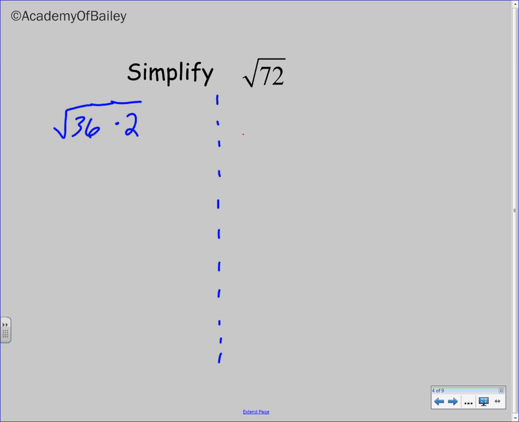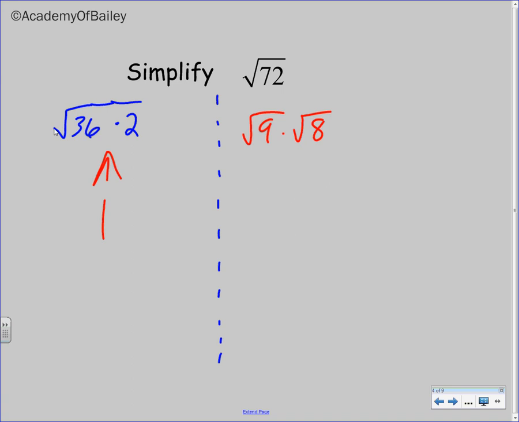We could go 9 times 8, which is a good one too. Perfect square, and 36 was a perfect square. And you might notice how I'm writing these differently. How I just have one radical here on the left side, and then here I have 2 radicals. Well, it's the same thing.